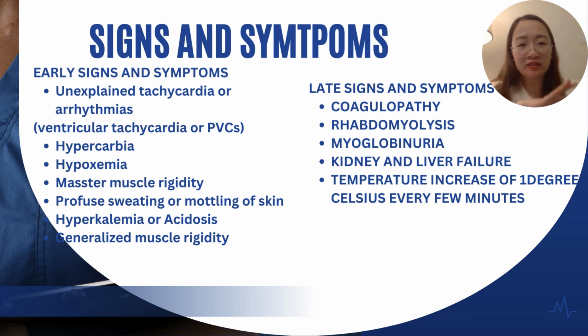Then rhabdomyolysis. Rhabdomyolysis means the degradation of the skeletal muscles. Kidney and liver failure because of the accumulation of the myoglobins in the bloodstream. Temperature increase. This temperature increase might or may not occur during the late stage. So it depends on a case to case basis.